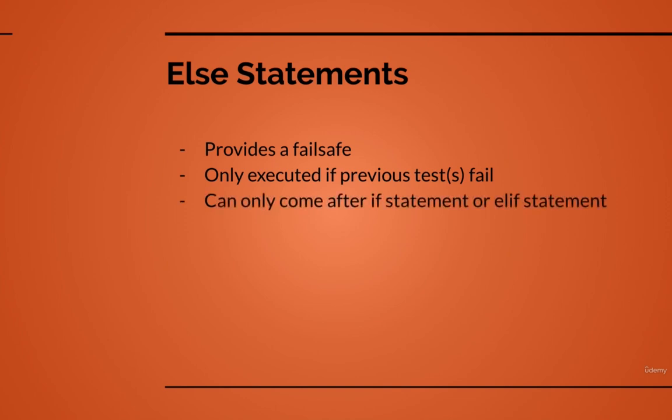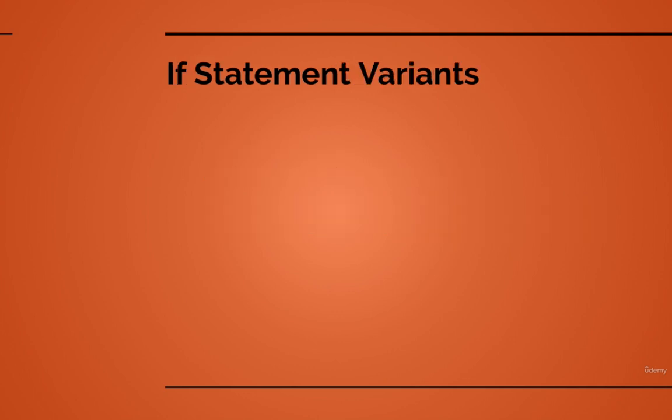And these again can only come after an if statement or an else if statement. So we can have an if statement by itself, we can have an if and an else if, we can have if, else if, and else, or we can have if and else, okay? Now, the difference here is that this doesn't actually test anything. It really doesn't care about what state the program is in. It just says, okay, all previous tests have failed if we reach this, so we still want to execute some code that's going to be in here.